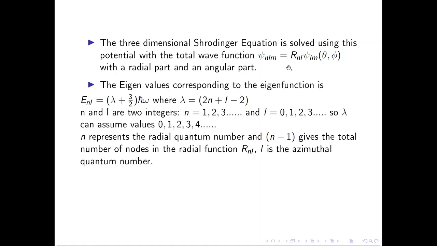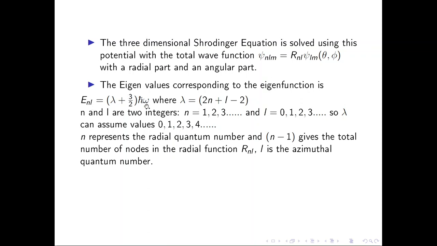So we are not exactly going to solve the Schrodinger's equation at this level. This is a problem of quantum mechanics. So what we'll be doing is discussing the result of the theory. After the Schrodinger's equation is solved using the spherically symmetric harmonic oscillator potential for the nucleons, the eigenvalues corresponding to the eigenfunction are obtained as E_nL. These are the eigenvalues for the nucleons.